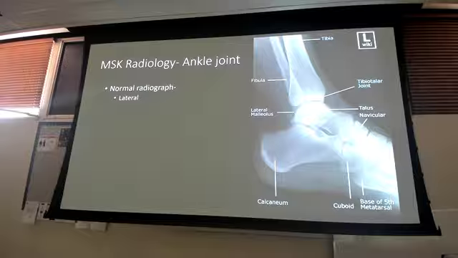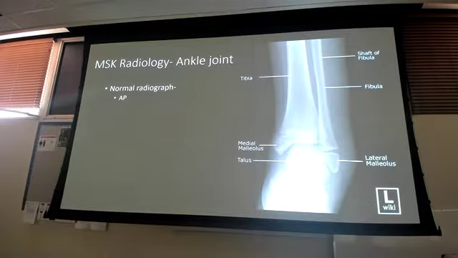There's nothing special about the tib-fib outside of the Maisonneuve, which I'm not going to test you on, or anything special about the ankle that is named a special way. It's just being able to describe the fractures that we talked about.